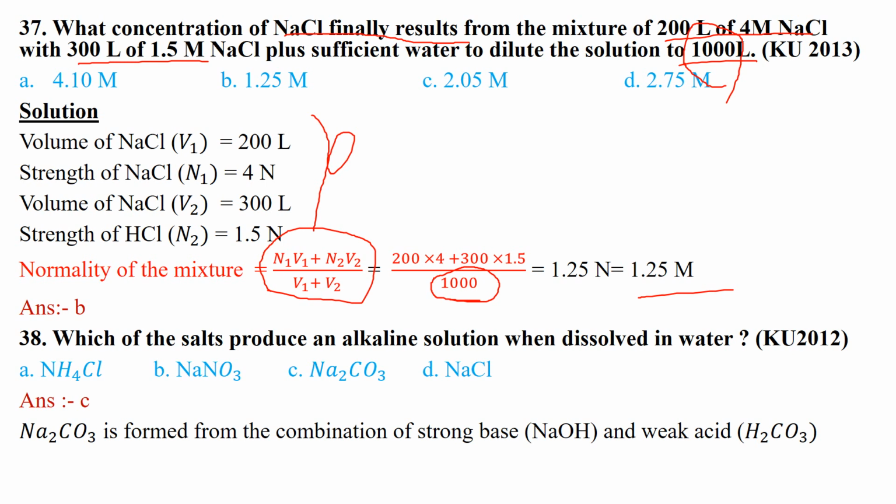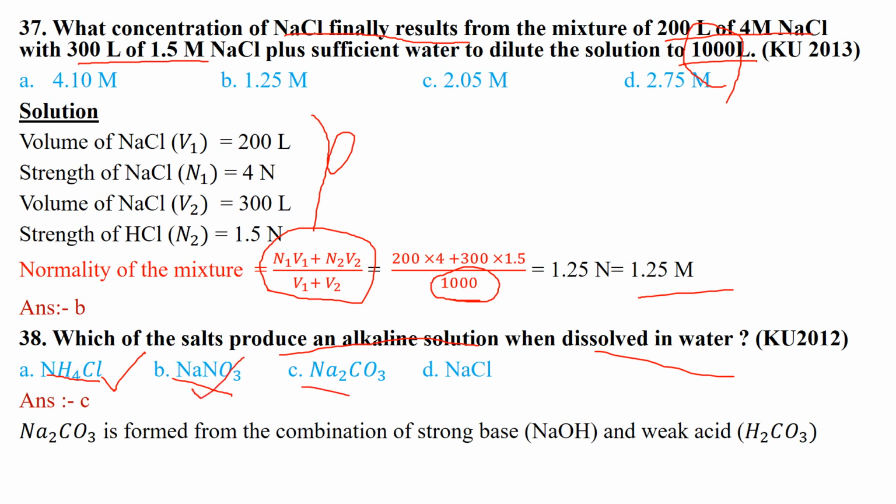Which of the salts produce an alkaline solution when dissolved in water? I have already discussed this, right? To produce the alkaline or basic solution, the salt should be formed from a strong base and weak acid. NH4Cl is formed from HCl and NH4OH. HCl is a strong acid, so the solution will be acidic. In case of NaNO3, it is formed from NaOH and HNO3. Both are strong acid and strong base, so the solution of sodium nitrate will be neutral.